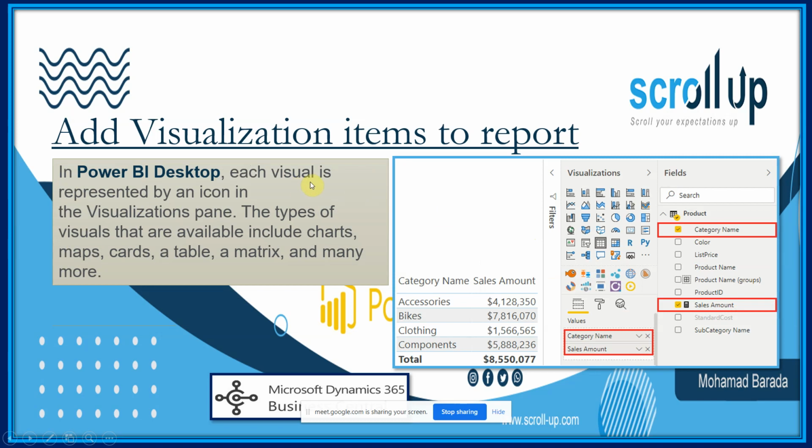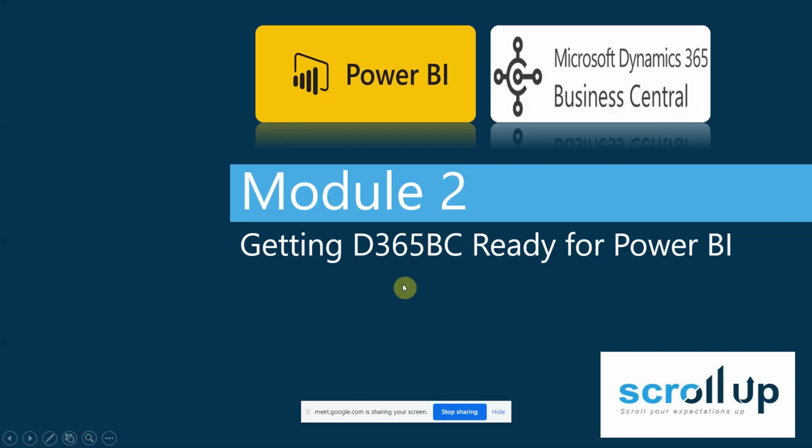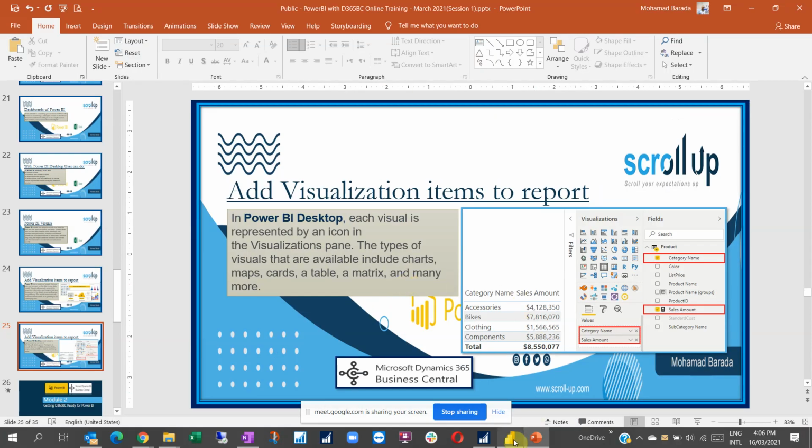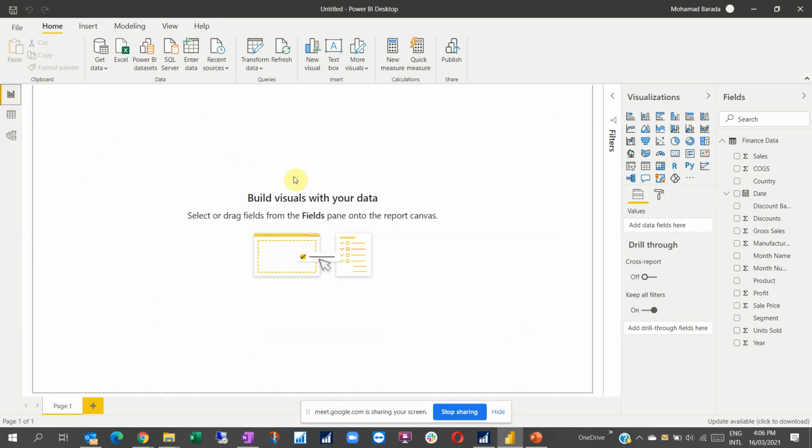When you add this visual item, you have certain icons in the visualization pane, and you have different types of visuals. There are charts, maps, cards, tables, matrices, and many more. You can also add a lot of customized visualizations. This visualization section inside your Power BI is available here, and it is not limited to only this.